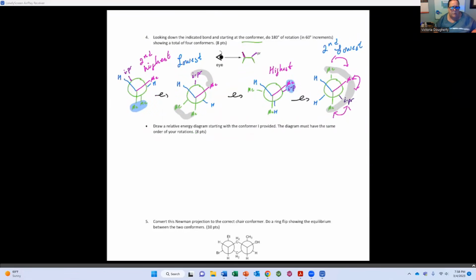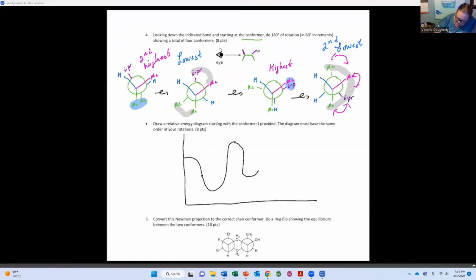All of your eclipsing conformers are always going to be higher in energy than any of your staggered conformers. The eclipsed starts on the hill, like a mountain or a hill. You start high, then you go to the valley, that's your staggered, then you go up again, eclipsed, and then back down to a valley. I'll show you what I mean. I'm just going to randomly start here, and then I'll label the conformers. This is my third conformer, and that's my second conformer.